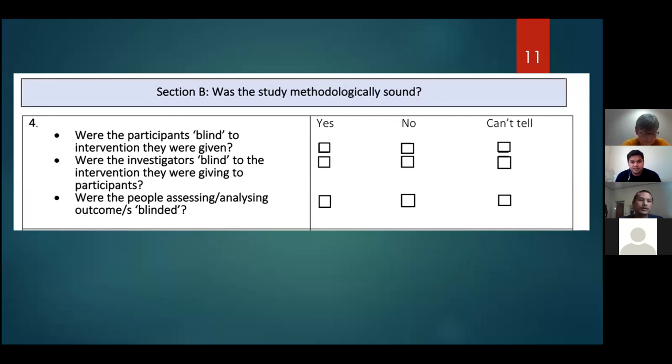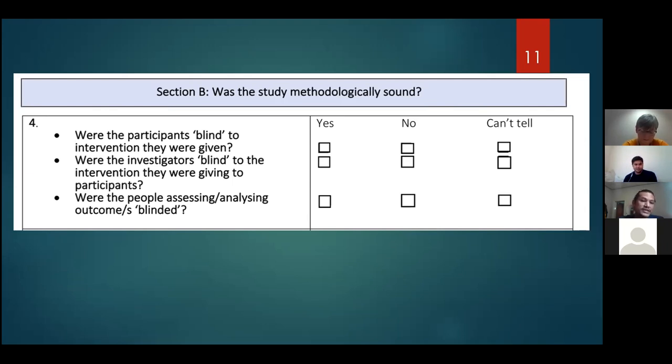Going back to the questions, let me talk about section B. Was the study methodologically sound? Let's go to question number 4. The first thing in question 4 is, were the participants blind to the intervention they were given? I would say no. Participants knew they were divided into 2 groups, so they knew if they were getting CT plus standard care or just the standard. They were not blind.